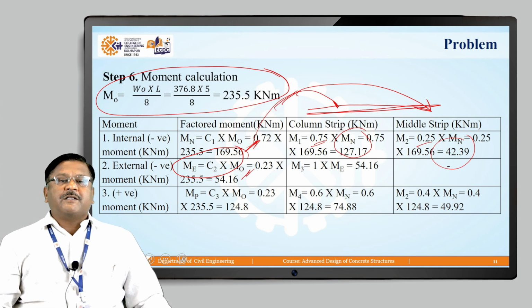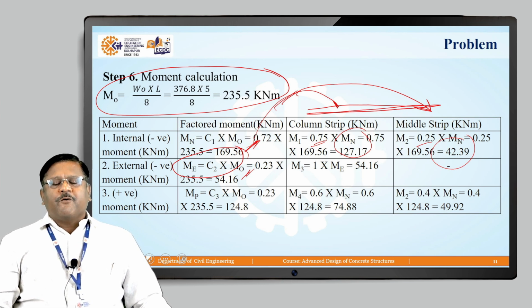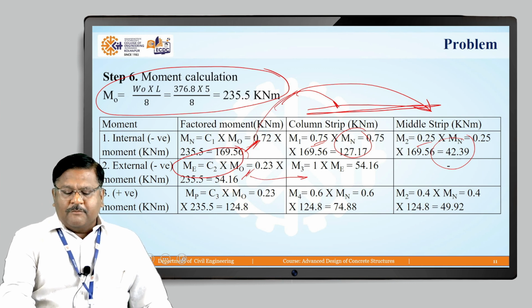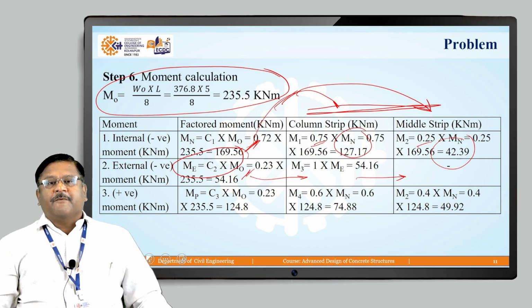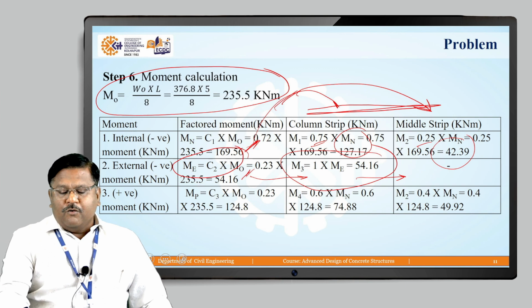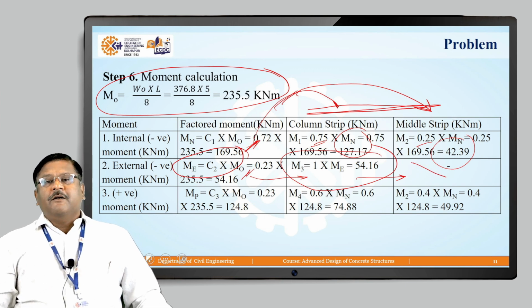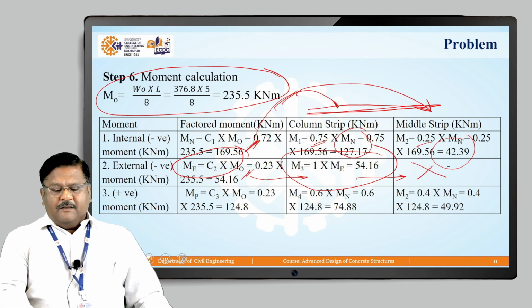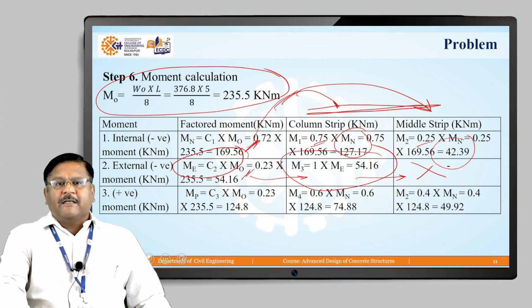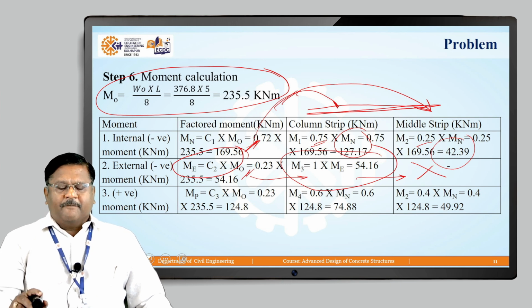Now this 54.16, you want to distribute this moment into column strip as well as in the middle strip. Now as per the provisions, the total external negative moment acts in a column strip. There is no external moment acting on the middle strip. Hence, whatever the external moment we get in the second column, write the same value in the third column, that is column strip moment.